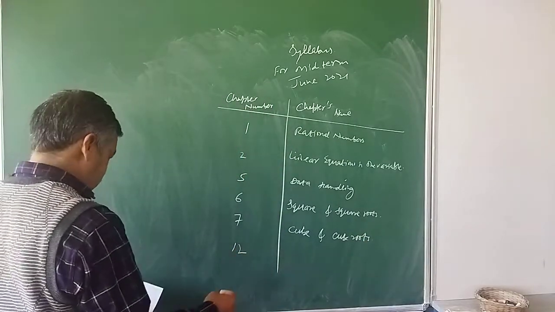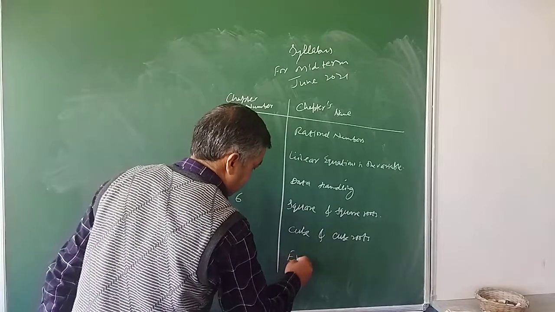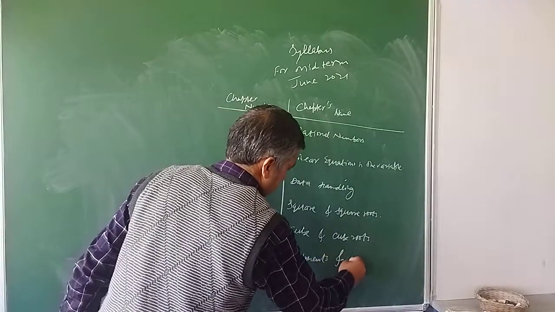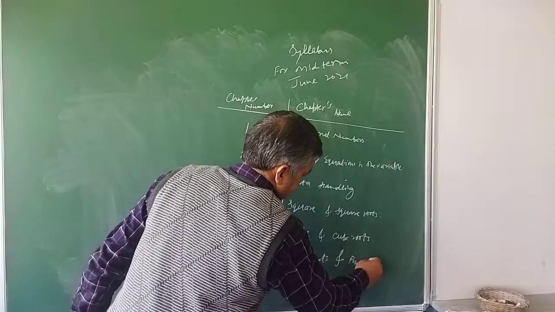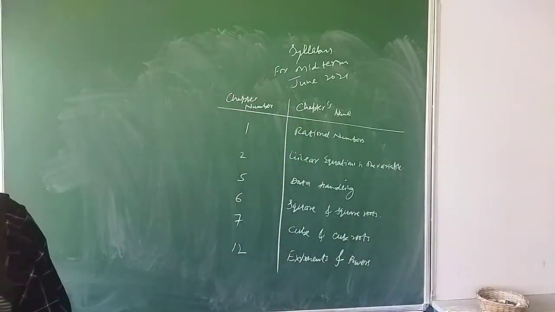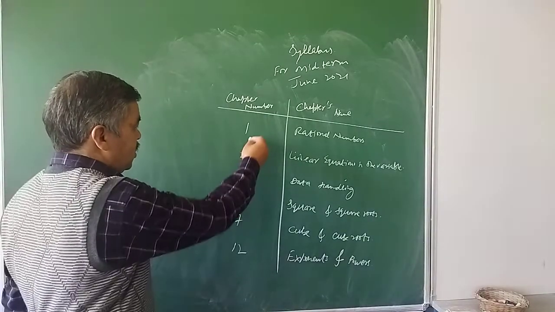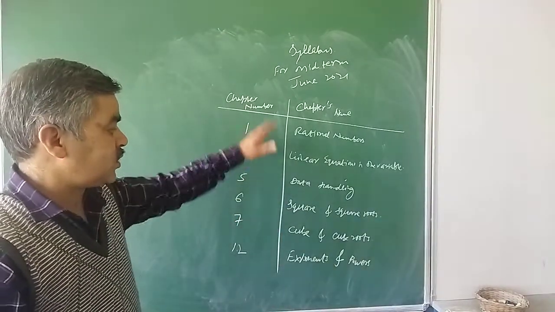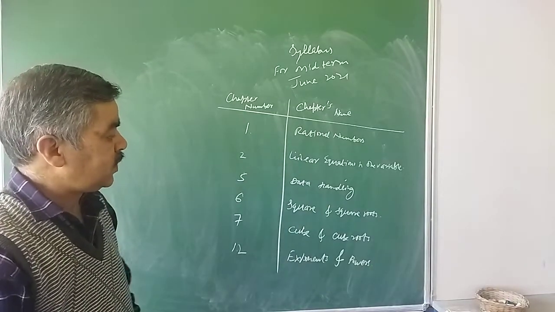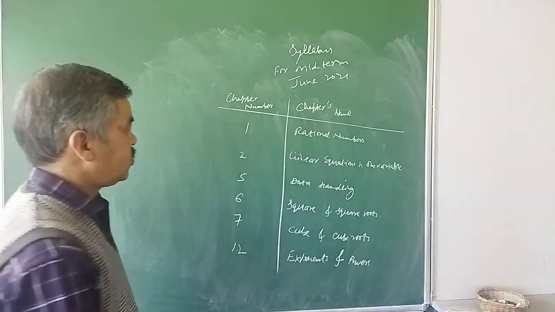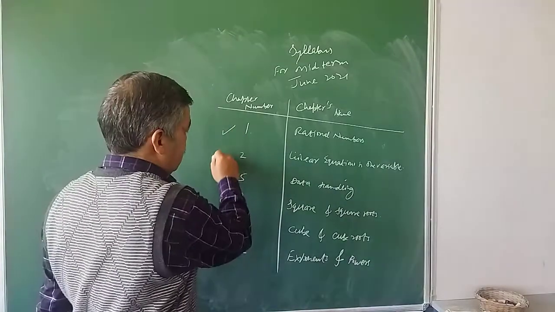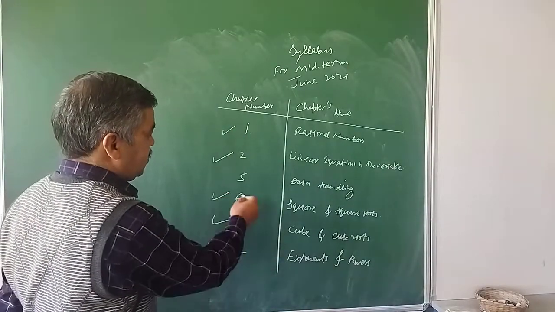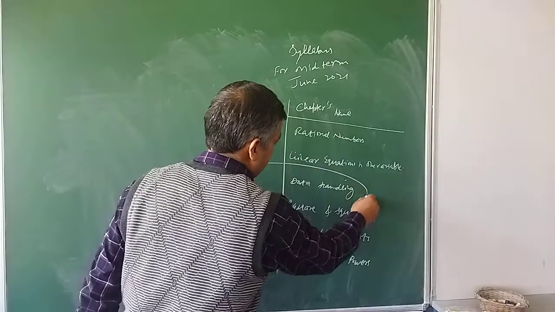And one more will be there, that is your 12th chapter, exponents and powers. So as for the present situation, 1, 2, 3, 4, 5, 6 topics will be the part of your syllabus for this midterm examination. You have already finished 1, 2, then square roots is also over, and 7th. Now this chapter we are going to start.